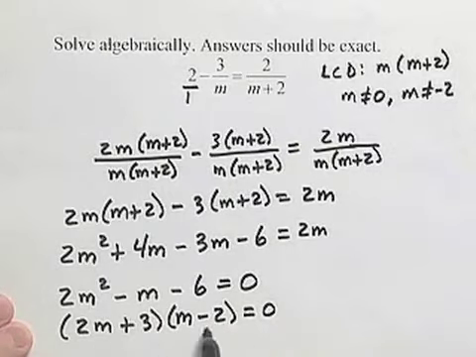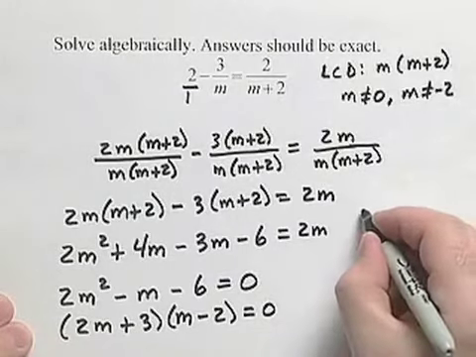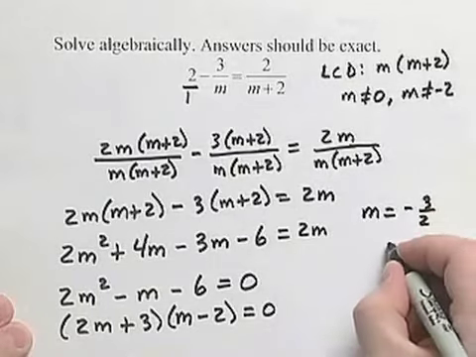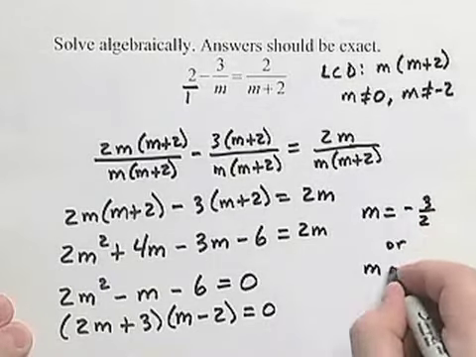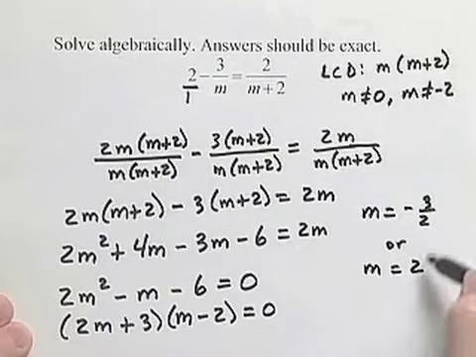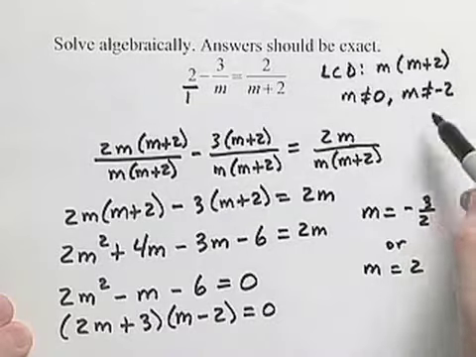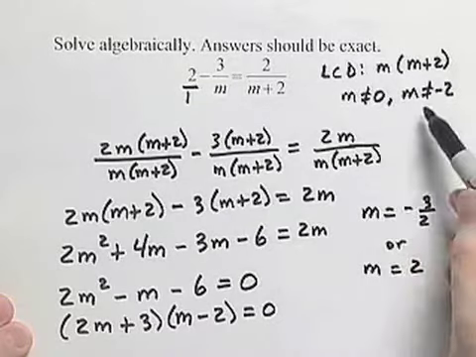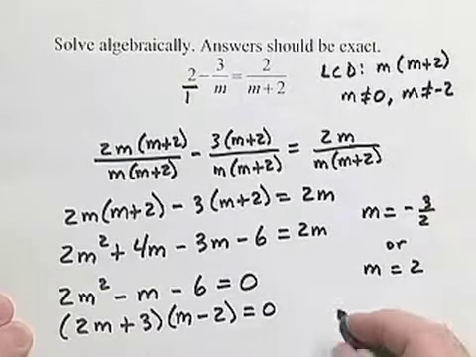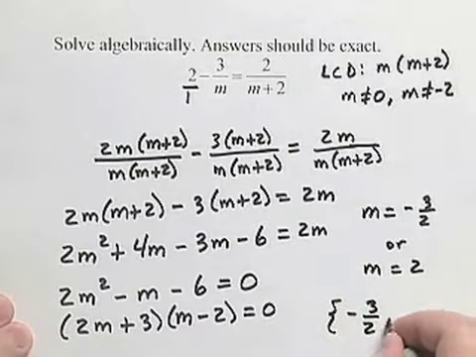If we set each factor equal to 0 and solve those linear equations, we'll get that m equals negative 3 halves, or m is equal to 2. Now we want to check these two possible solutions. We look back up at our restricted values and make sure that neither one of these is a restricted value. Negative 3 halves and 2, neither one of those is a restricted value, so our solution set is negative 3 halves, 2.